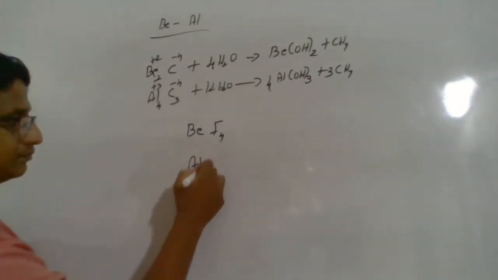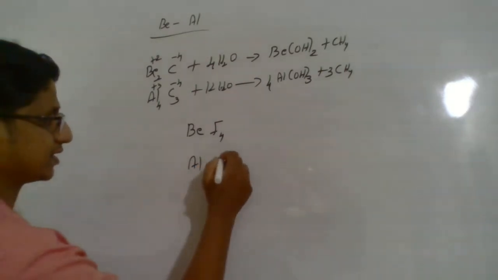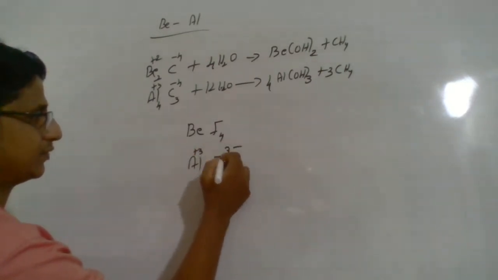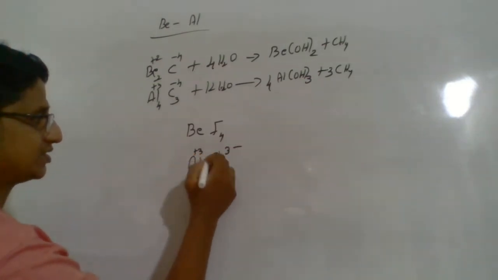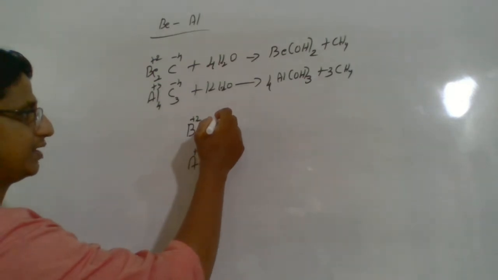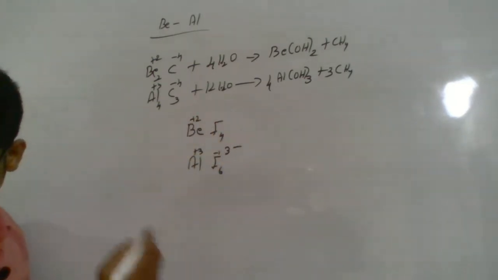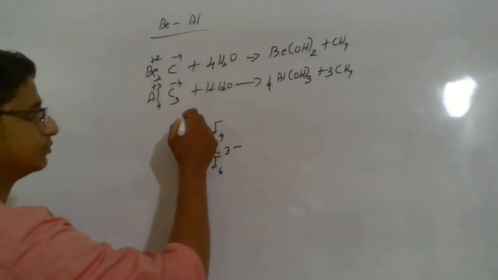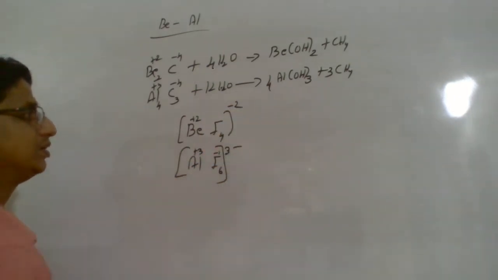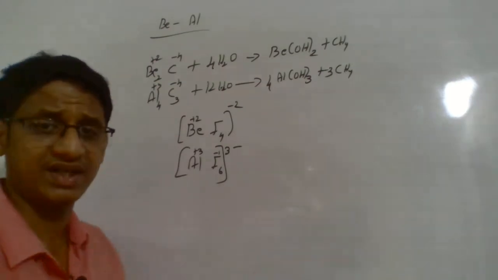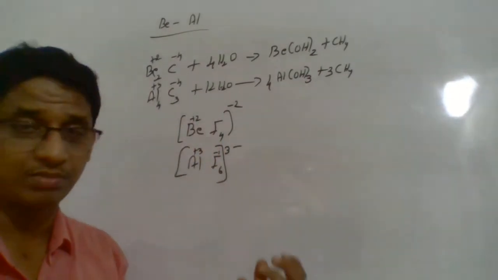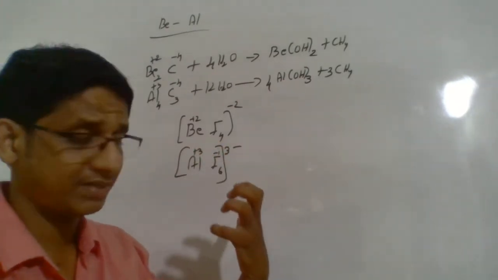Take [AlF6] with charge 3 minus, because aluminium is plus 3, fluorine is minus 1, so the whole charge will be minus 3. Here beryllium is plus 2 and fluorine is minus 1, so the whole charge has to be minus 2, [BeF4]2-. Both have a strong tendency to form complexes. Now you can see a fluoride complex is formed by both beryllium and aluminium.